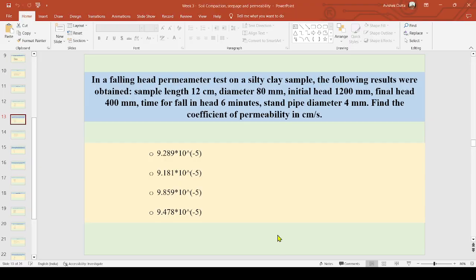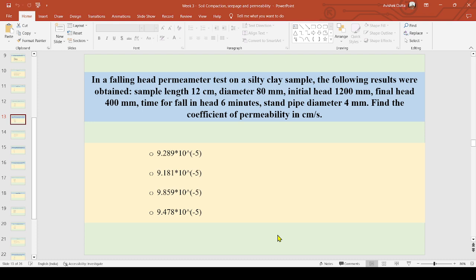Yes. So the options are 9.289 × 10^-5, 9.181, 9.859, and 9.478, all in 10^-5 centimeter per second. This is the sum of a falling head permeability test, and the data has been given over here.